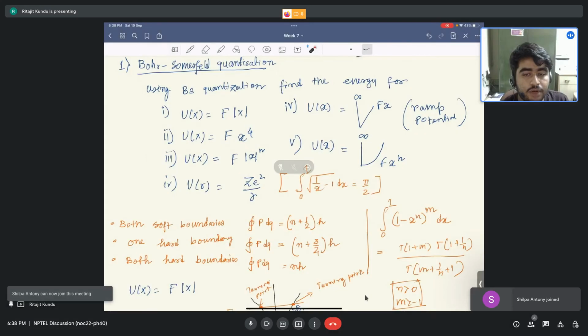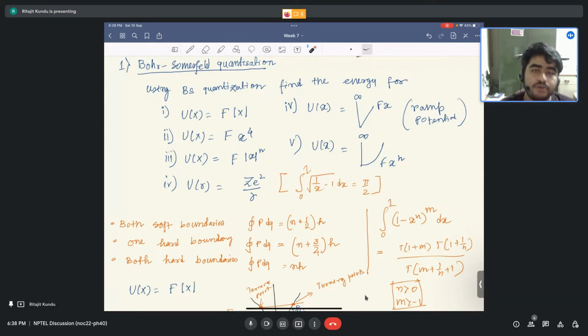So let me do one more calculation in this regard, which is the Coulomb potential. We'll be using Bohr-Sommerfeld quantization to find out the energy dependence for this potential. And we should be able to find that it goes as 1 by n square, because that is the exact expression for energy for a hydrogen atom. Okay, so let us look at this one problem.